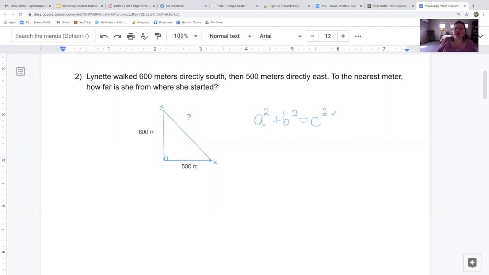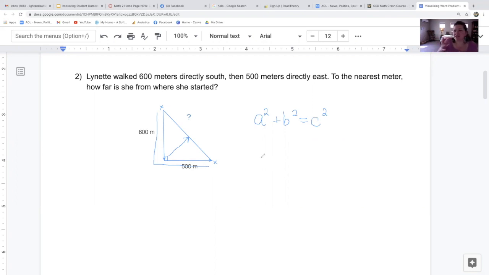Now it's also super important to understand that a and b are the legs of the triangle. The legs of the triangle are the ones that are around the right angle. I always remember they're legs because they form an L. You can see it. So this 600 and this 500 are a and b. And then c is always the hypotenuse, the one across from the right angle. So let's plug in the information we know. Whenever we use a formula, we start by writing down the formula, but then we put in any information we know.